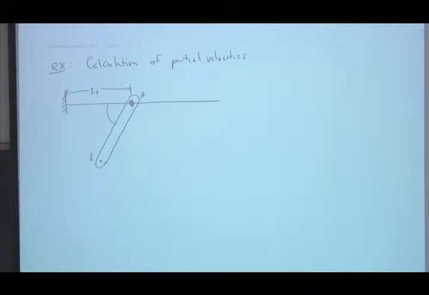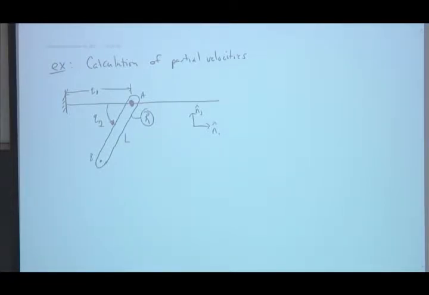The angle we'll call Q2. We'll call this the rod R. And we'll set up an inertial reference frame here, N1 and N2, like so. And this rod has a length L.